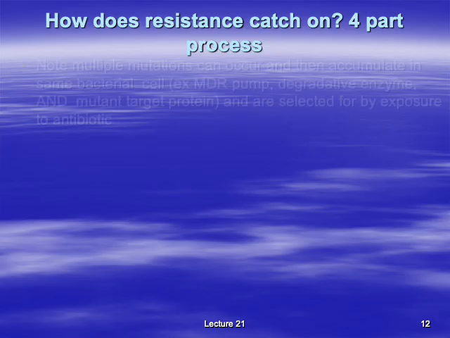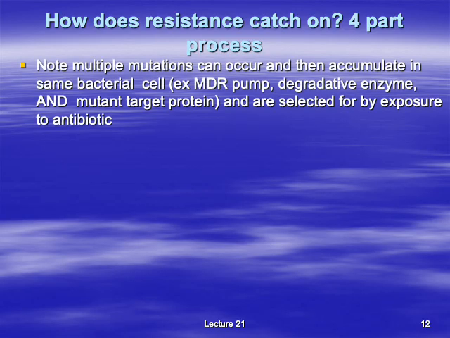All right. I want to note that within this step, there can be multiple mutations that accumulate within the same bacterial cell or a bacterial generation or population. So for instance, you could say that we have a bacteria first, there's an MDR pump mutation. And that happens in a bacterium. And then over a little time, then there's a mutation in a degradative enzyme. And then finally in a mutant target protein. Okay, there's a mutation in the target protein where the antibiotic usually binds.